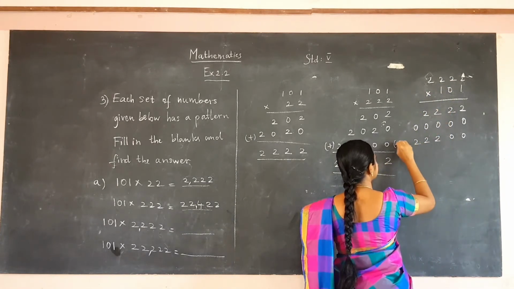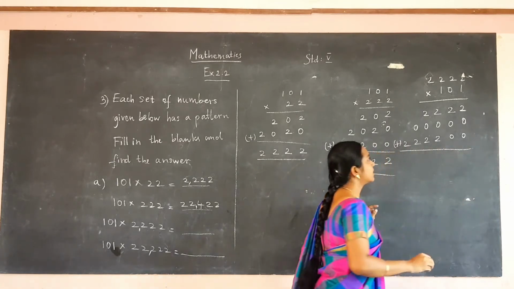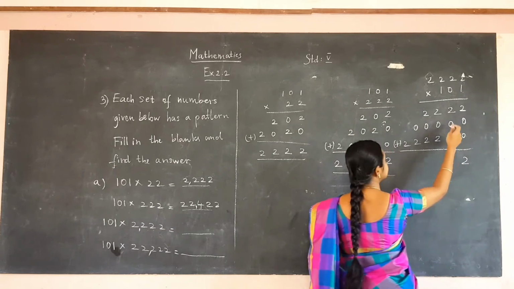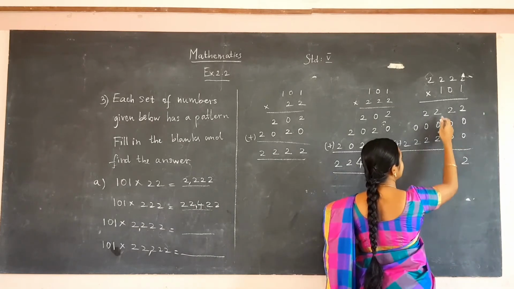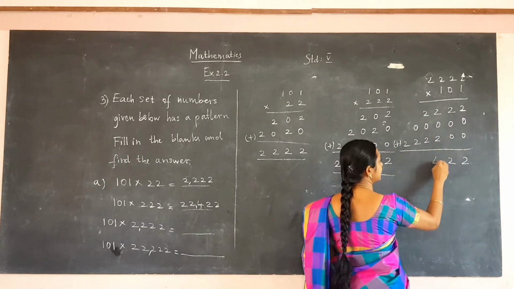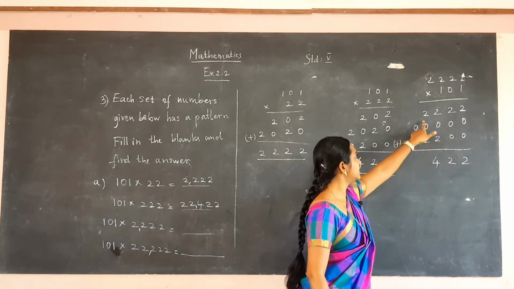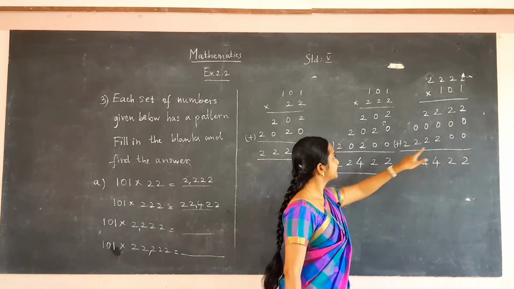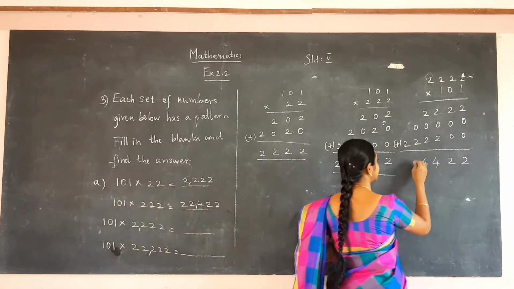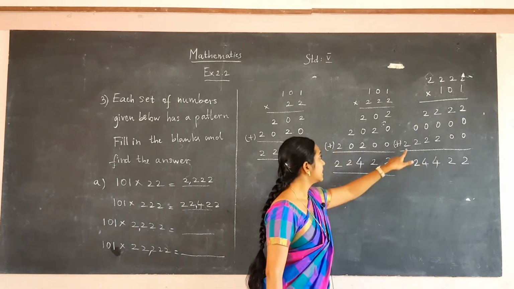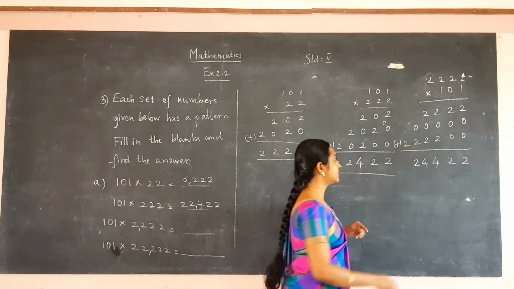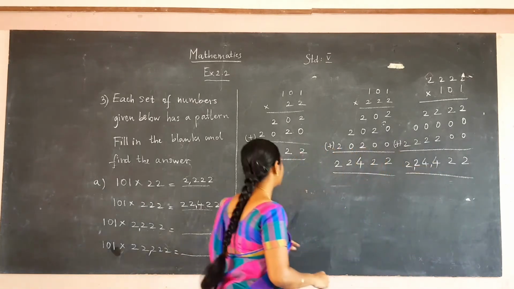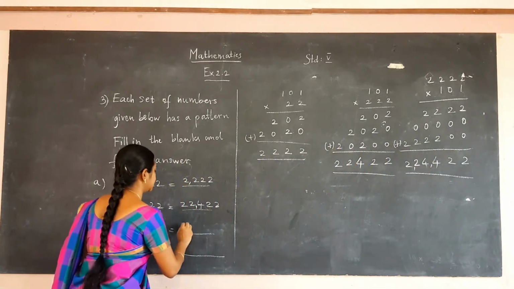Now we are going to add these three lines. 2 plus 0 plus 0 will be 2. 2 plus 0 plus 0 will be 2. 2 plus 0 plus 2 will be 4. 2 plus 0 plus 2 will be again 4. 0 plus 2 will be 2. Here we don't have any number, so write 2 as it is. Now we are going to fill the blank.